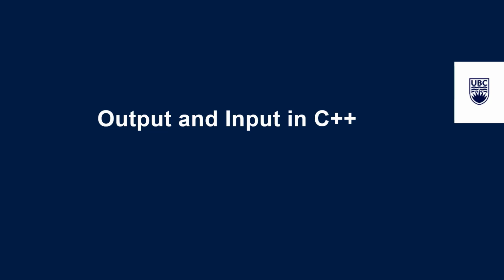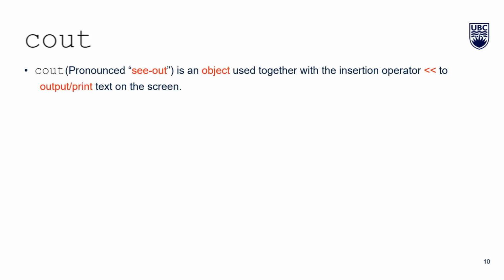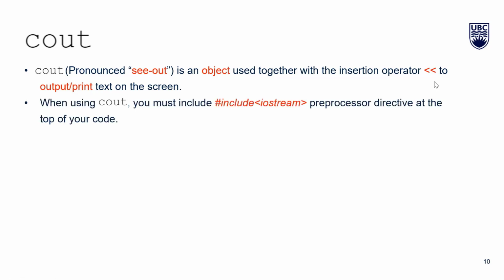Now I will talk about how we can input or output data in C++. Let's start with the cout object. Cout is an object used together with the insertion operator, as you see here, to output or print text on the screen. When using cout, you must include the input-output stream preprocessor directive at the top of your code.